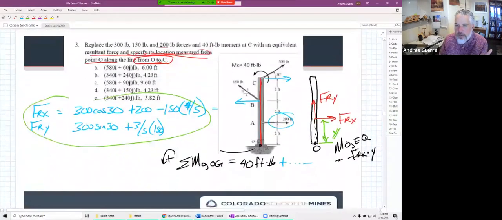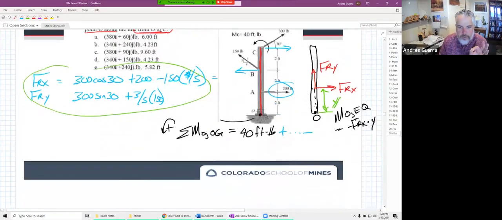Like this one down here, it doesn't matter what the reaction moment is at O, right? We don't have to worry about that. That's a fixed support, but we don't have to worry about any of those reactions at that fixed support. We're entirely focused on the applied forces and moments. Good question. Thank you, Basil.